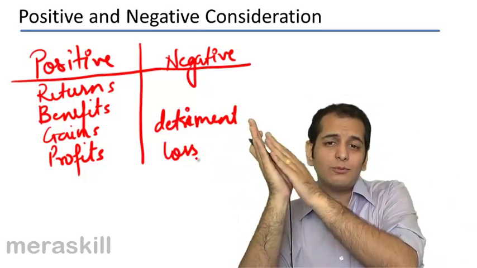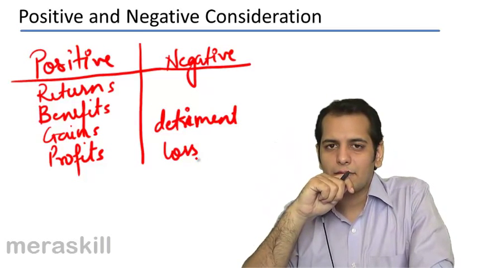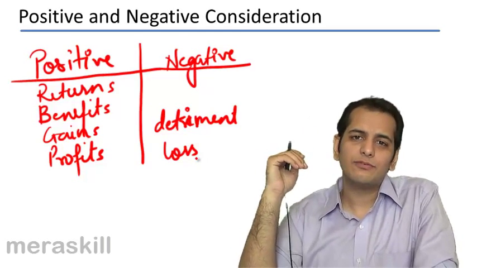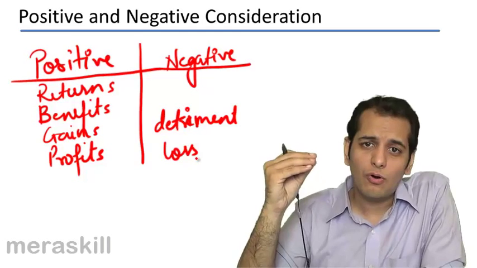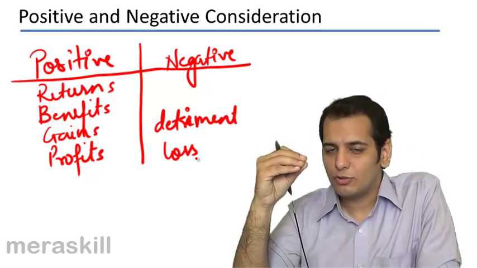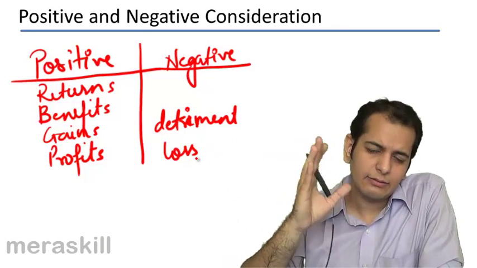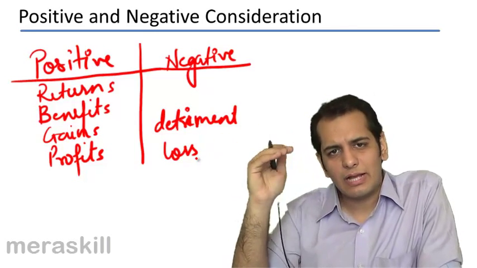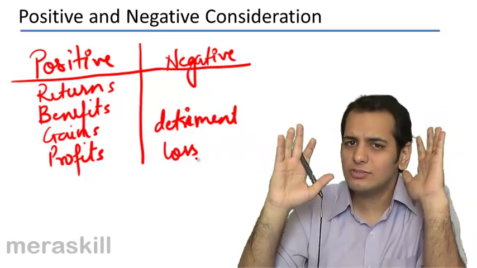So for Ekta Kapoor, this is not a positive consideration. She is not getting anything. This is a negative consideration because the actor is bearing loss or detriment because of this contract. So consideration can at times be positive, at other times it may be negative. Normally we see contracts where consideration is positive.